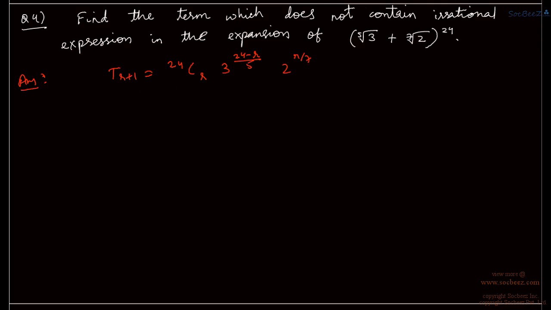Okay. Now, it says the term does not contain irrational expression. That means both of them should be just integers, right? That means (24 − r)/5 must be an integer. So let us call this M, where M is an integer. Similarly, r/7 is another integer. Now, it may or may not be M, right? So we take it as N, where both M and N are integers.